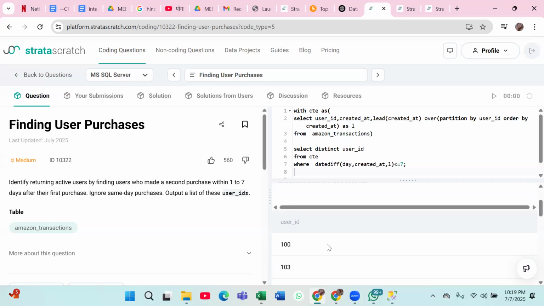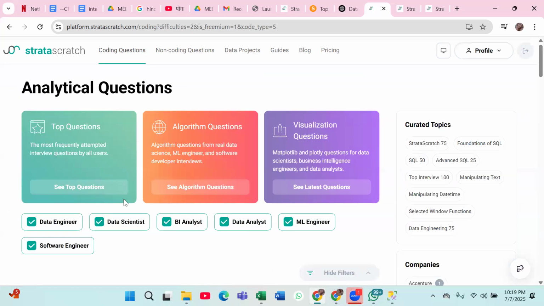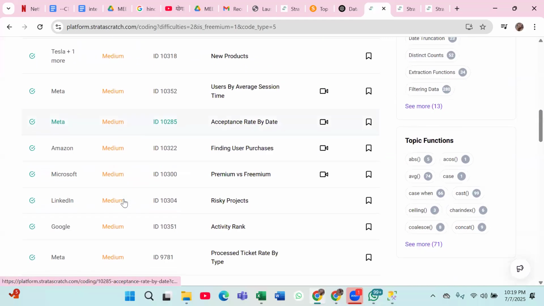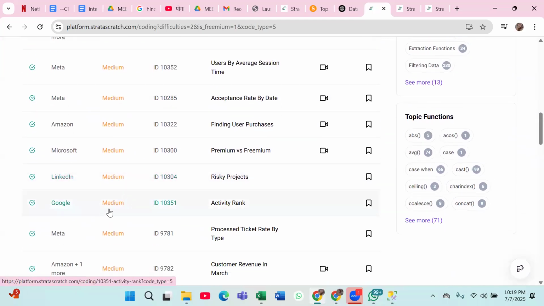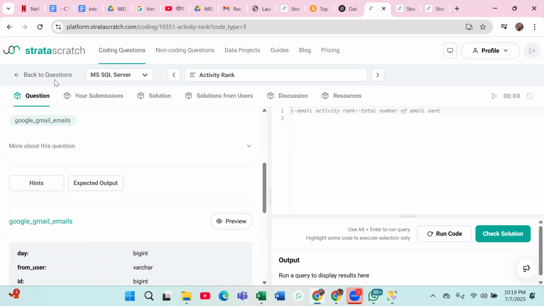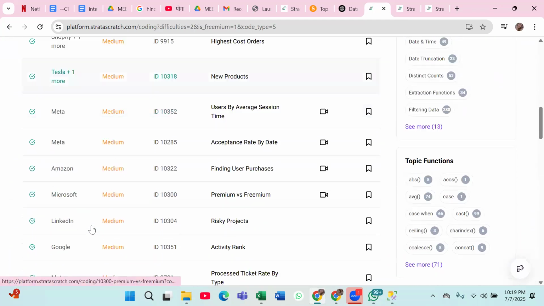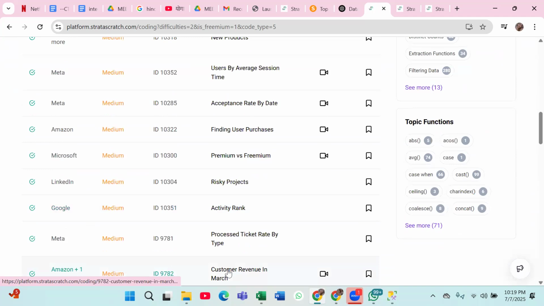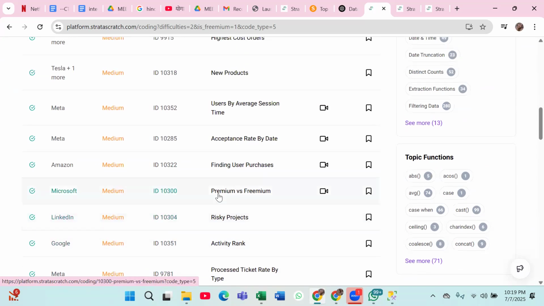Yes. Do you have any confusion, any one of you? No. Okay. So let's do one more question that will be related to that. I want to have something that is related to row number, rank and dense rank. Customer revenue activity rank. Should I do that? This question is very good.